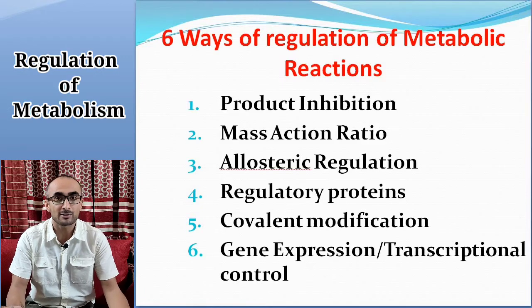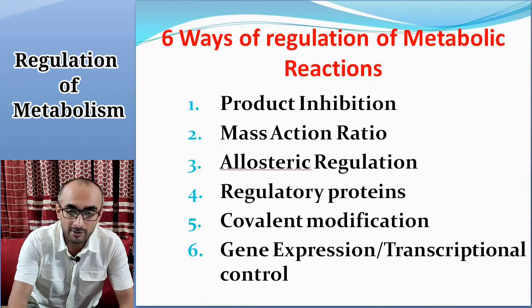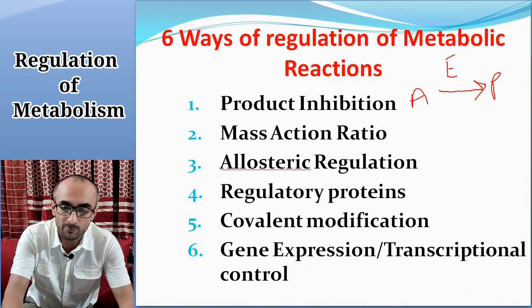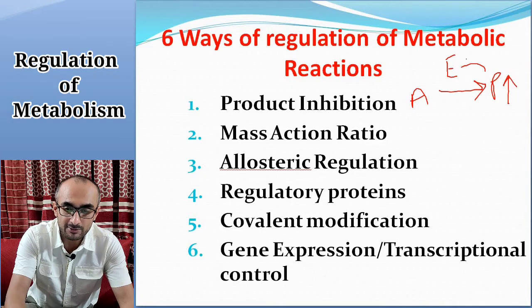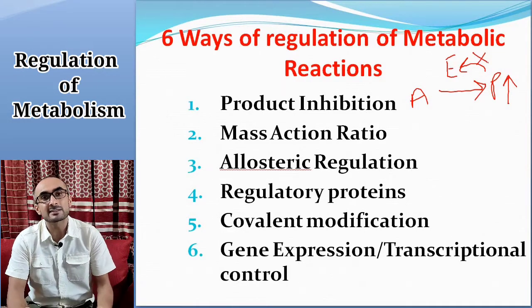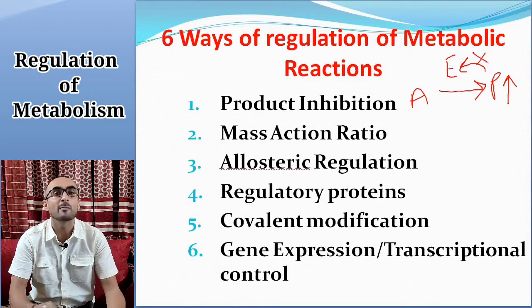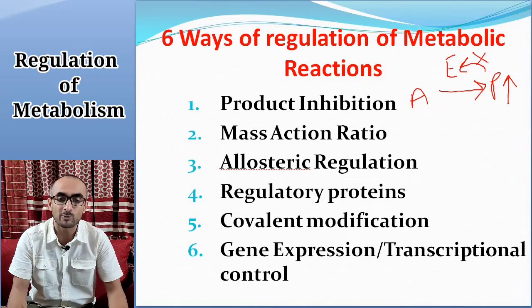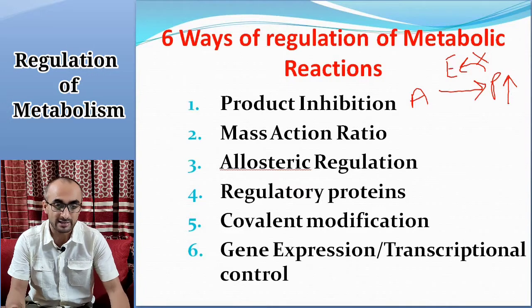When the product is in high concentration, for example, you have a substrate, and this is being converted into some product, catalyzed by enzyme E. When the concentration of product is high in the cell, this product binds to this enzyme and inhibits its activity. That means the product is already available in sufficient amount in the cell, so no further conversion of substrate to product is required. So that's one way to regulate enzymatic reactions and metabolic reactions.